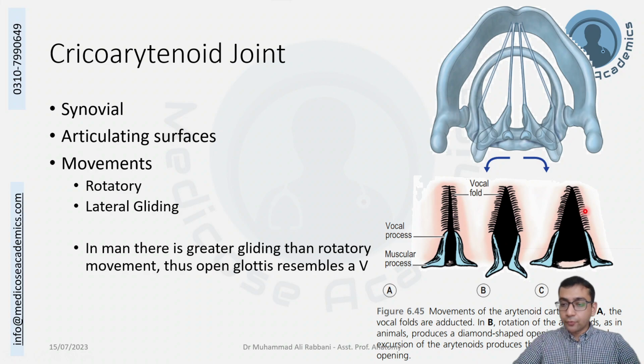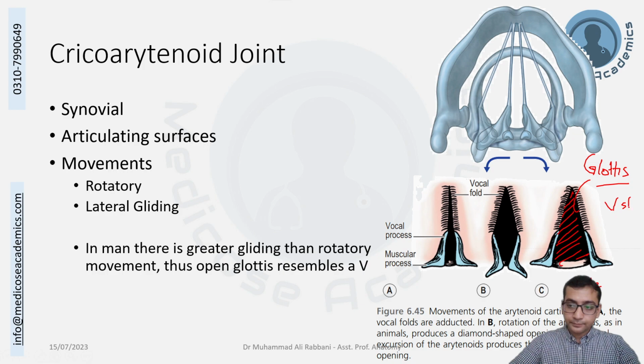This opening between the vocal cords in front and the arytenoid cartilages in back, this space is known as the glottis. So when they slide, you will see the glottis open as a V shape.